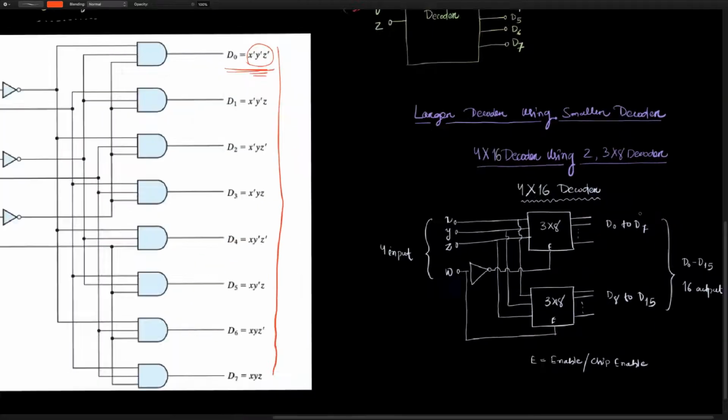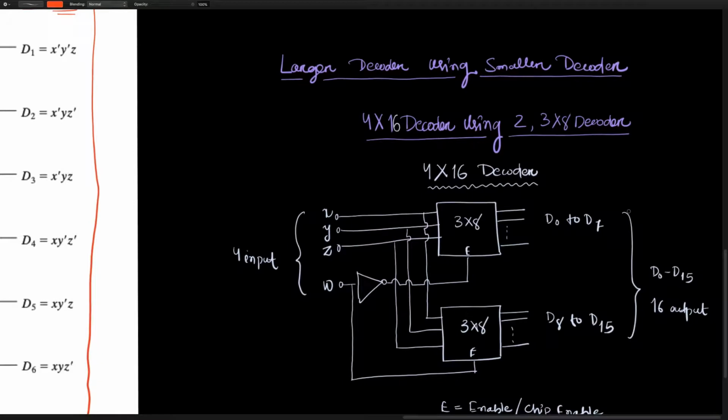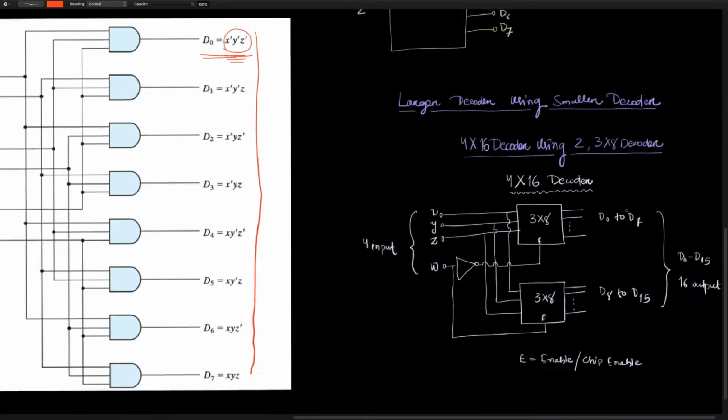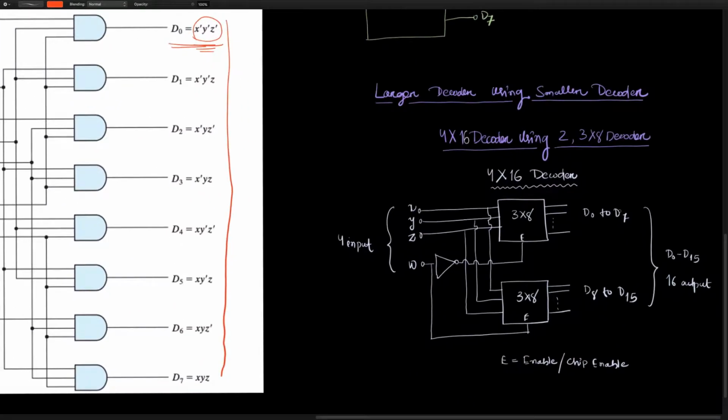Now the next one would be implementing a higher decoder using smaller decoders. There are multiple times this question comes in the exam: design a higher bit decoder using smaller decoders. For example, we're going to discuss how to implement a 4 by 16 decoder using multiple 3 by 8 bit decoders. In this case, we're going to use smaller decoders like 3 by 8 bit decoders, and we're going to implement a 4 by 16 bit decoder.